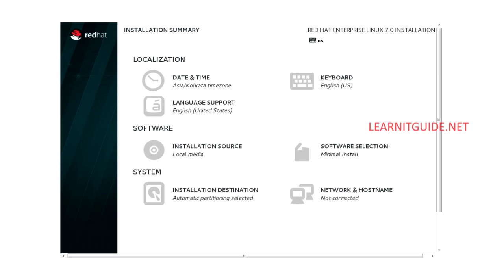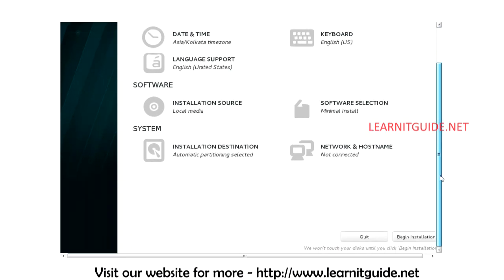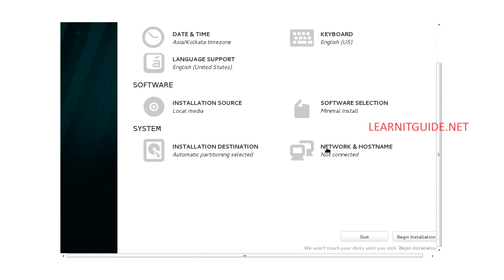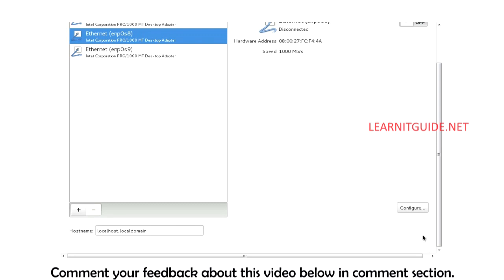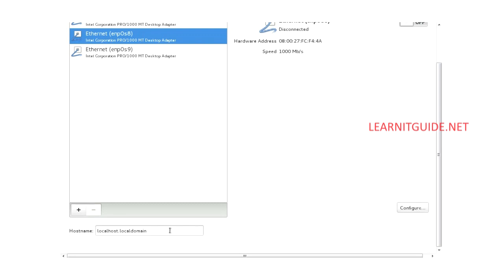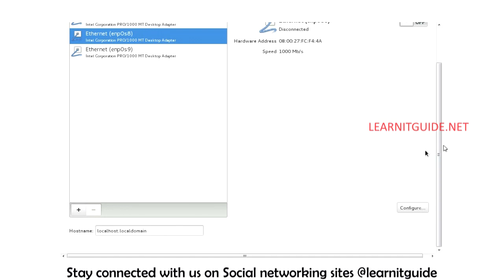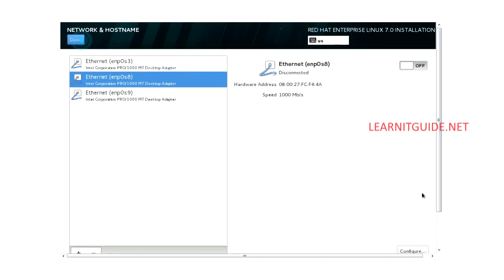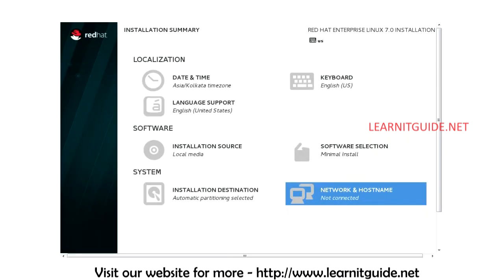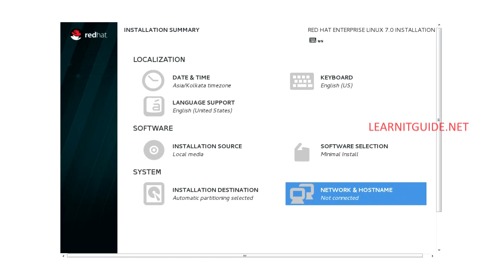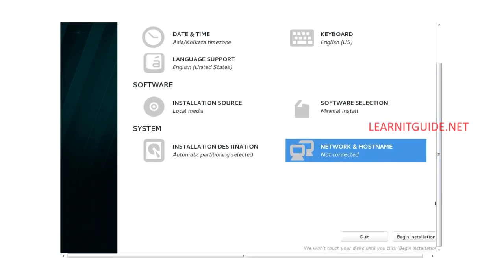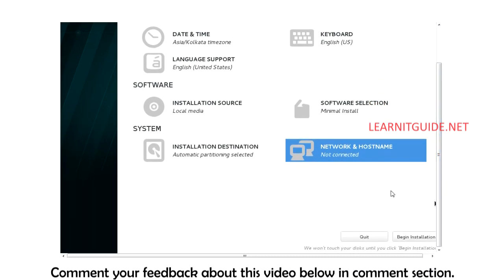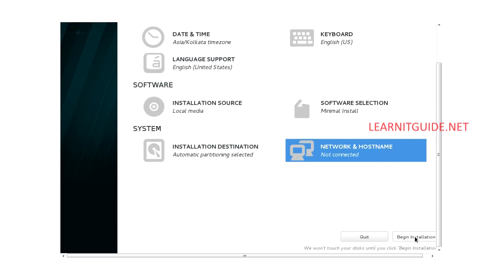Alright, so everything is clear. And here also you can configure the IP address on this screen itself. If you have multiple network cards, you can select this and configure the IP address over here. Alright, and if you want to change the host name, you can change your host name as well here. Alright, let me start. Just click this begin installation to continue the installation.